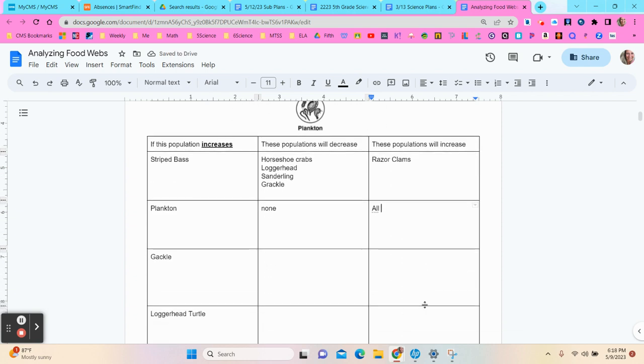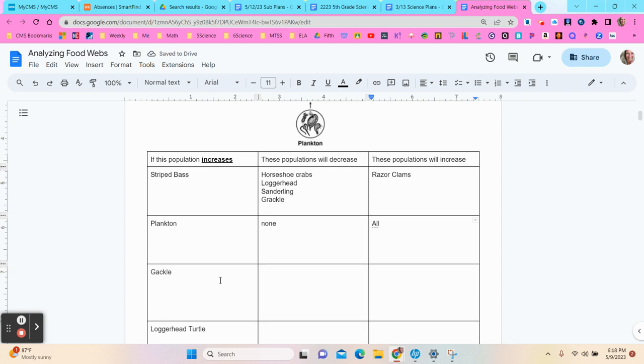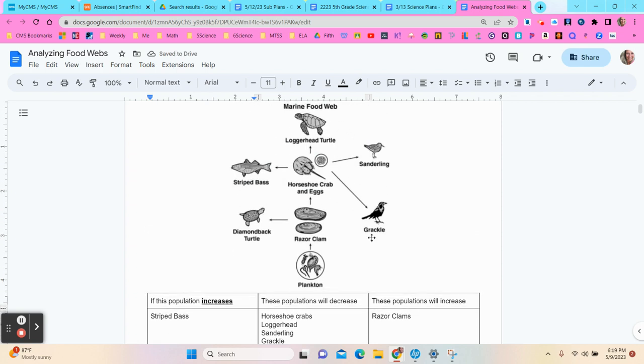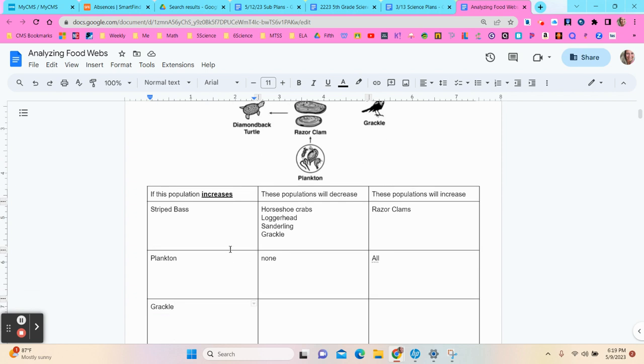All right, let's try the next one. The grackle. Oh, it's grackle, not gackle. Let me put that in there. All right, the grackle population, if it increases, this should have the same effect as the horseshoe crab, right? Because if you have so many grackles, then you would have less horseshoe crabs, and that would impact everything that eats the horseshoe crabs. So essentially, the answer for this one would be the exact same thing as the answer for the striped bass. So I'm just going to copy and paste it.